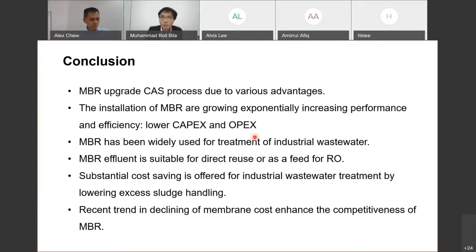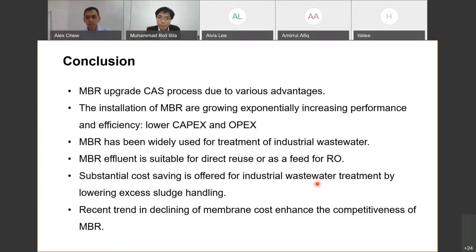MBR has been widely used for treatment of industrial wastewaters. There is no proof of concept needed. All is there. There are many success stories. Some of the success stories I shared with you before are for refinery wastewater, for the food and beverage industries, for paper mill treatment, and so on. And then we can directly use MBR effluent if the quality meets your specification, or it can be combined with reverse osmosis, as I showed you in an example of the paper mill effluent treatment using MBR plus RO.